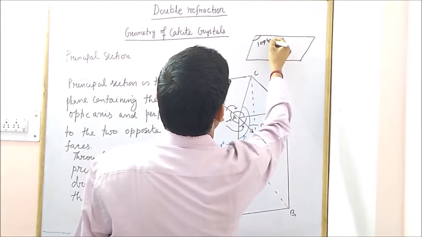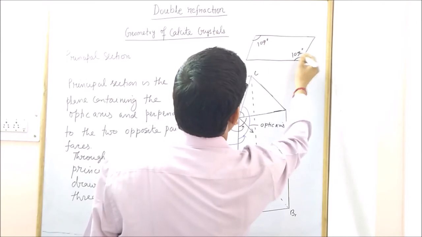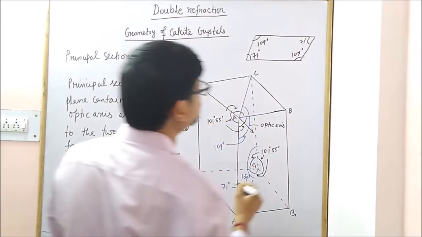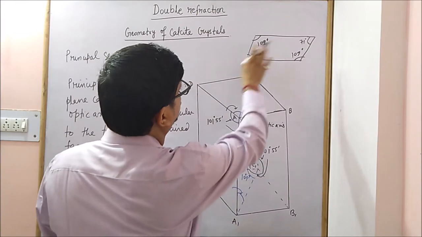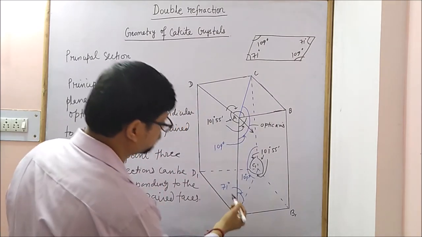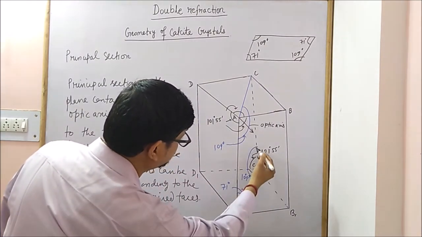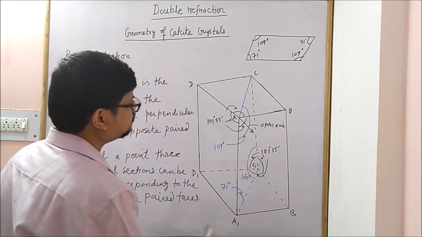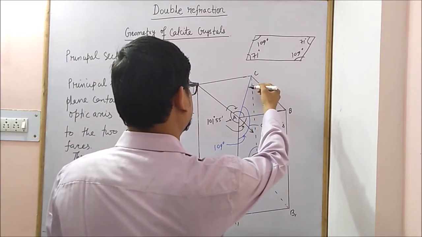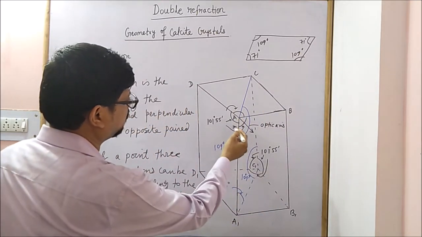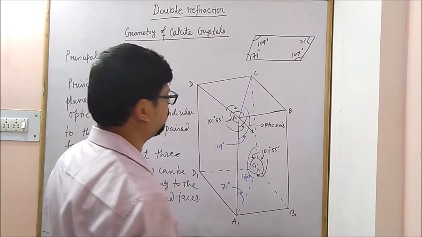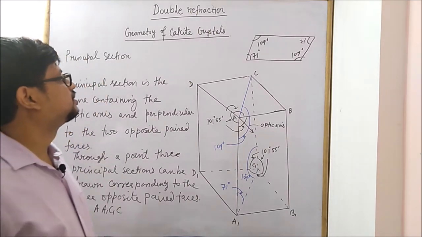So this is 109 degree. The principal section always cuts the crystal in such a way that there is a formation of a parallelogram which is having angle 71 degree and 109 degree, which is also shown here. This is 71 degree here and this angle is 109 degree. Here also you can see this is 109 degree and this angle here will be 71 degree. And here we have already mentioned these are the blunt corners at A and C1, each having angles 101 degree 55 minutes.